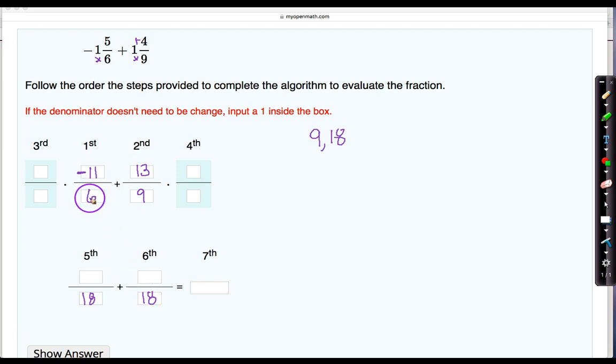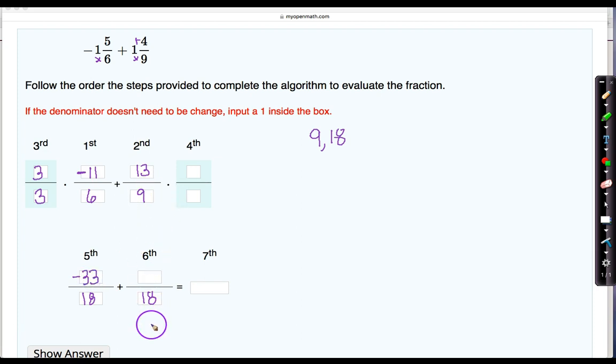So here, now what you're going to have to do is figure out 6 times what gave me 18? Hopefully your answer is 3. So whatever you do to the denominator, you're going to have to do to the numerator. So your new numerator, what goes here? Well, you're going to have to do 3 times negative 11, which would give you negative 33.